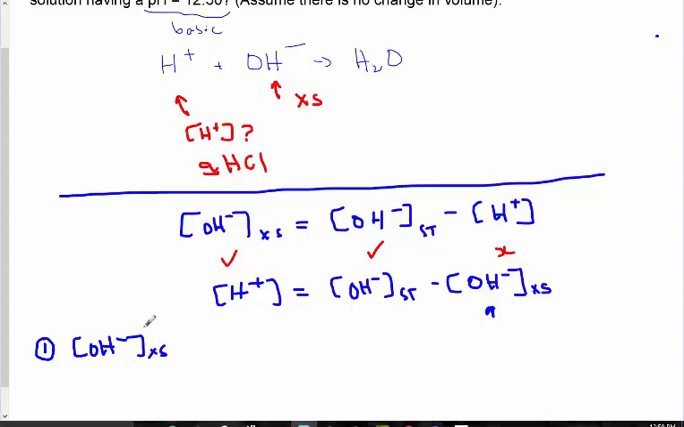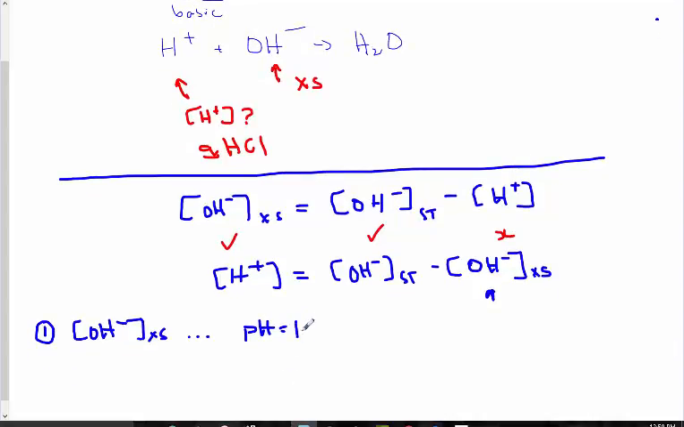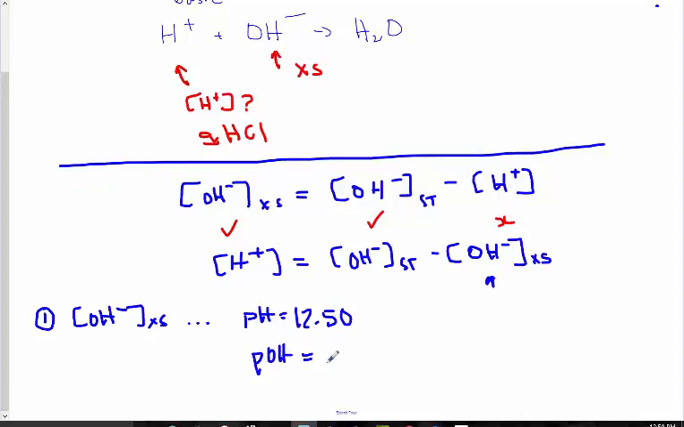And that comes from the information that we're given, which is that the pH after the acid is added to the base is equal to 12.5. So I need to go from pH all the way to concentration of OH minus. The first thing I could do is solve for the pOH. So the pOH is equal to 14 minus the pH, which is equal to 14 minus 12.50, which is equal to 1.50.